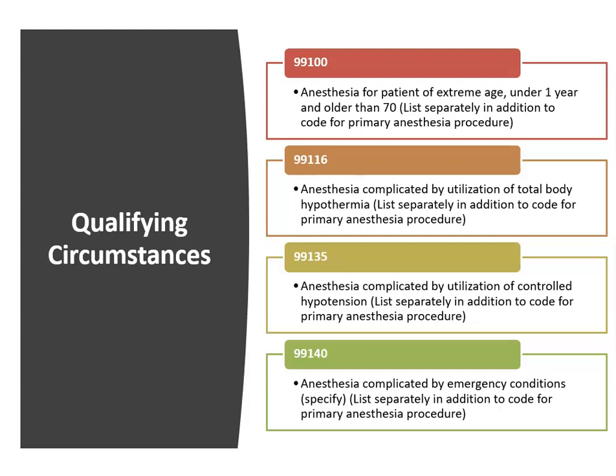And those 4 qualifying circumstances are a patient of extreme age, which extreme age is defined as under 1 and over 70. Anesthesia that's complicated by utilization of total body hypothermia. So that means that the body is kept at a lower temperature. Anesthesia complicated by utilization of controlled hypotension. And so here again, notice the word hypo. So the patient's blood pressure is maintained at a controlled low rate.